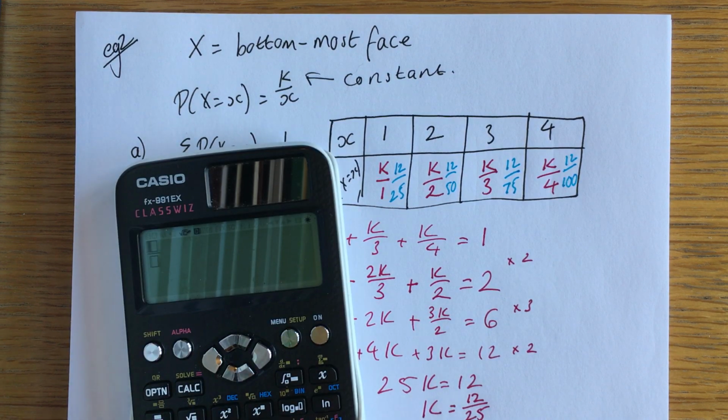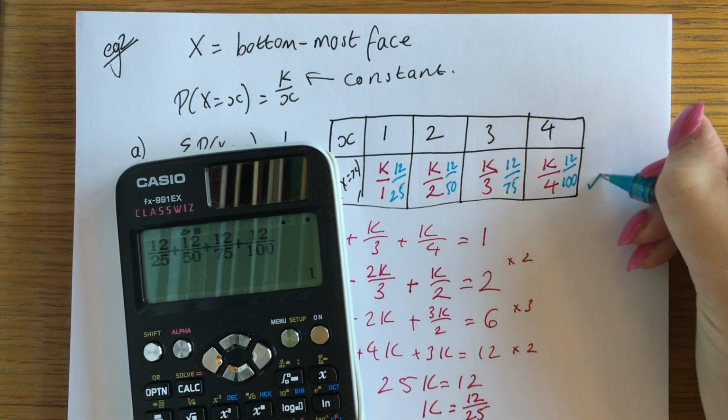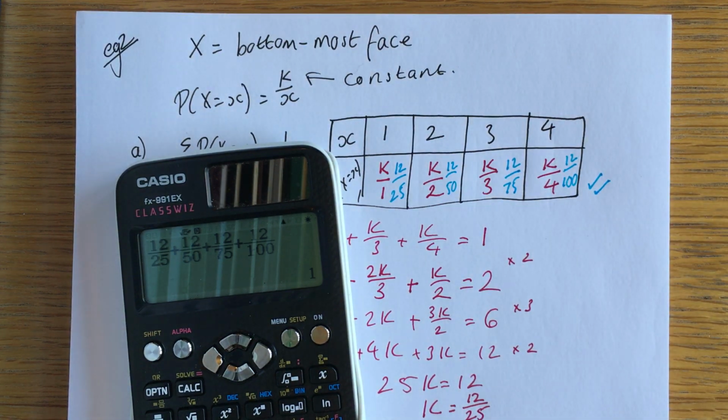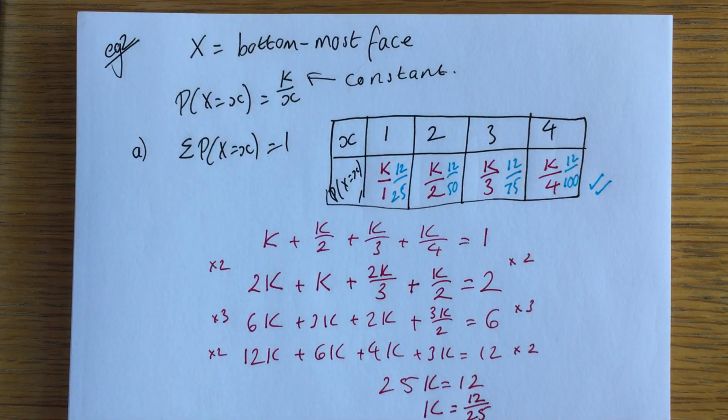If you're not sure if that's accurate, just go through in your calculator and check that it adds up to 1, which it does. So therefore, the likelihood is that I have done it right, because if you'd done it wrong, it probably wouldn't add up to 1.